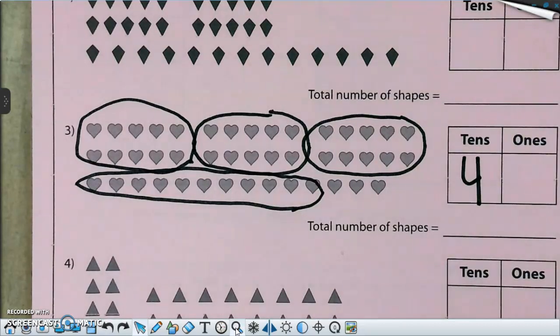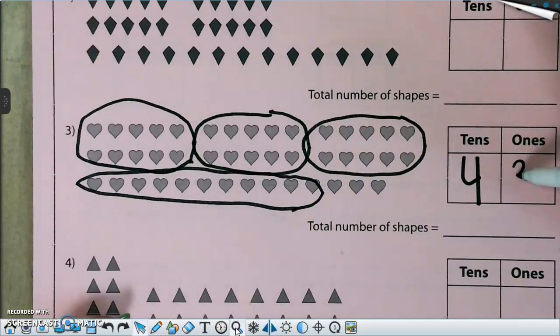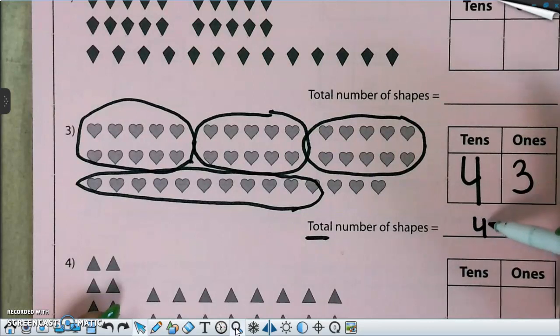And then the students need to see how many ones they have left over. If they have no ones left over, they would put a 0, but here they have 3 ones left over. And then they wrote the total amount, which is 43.